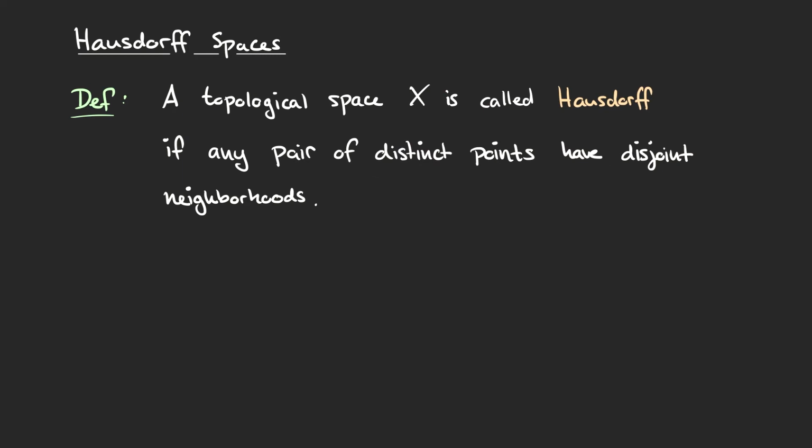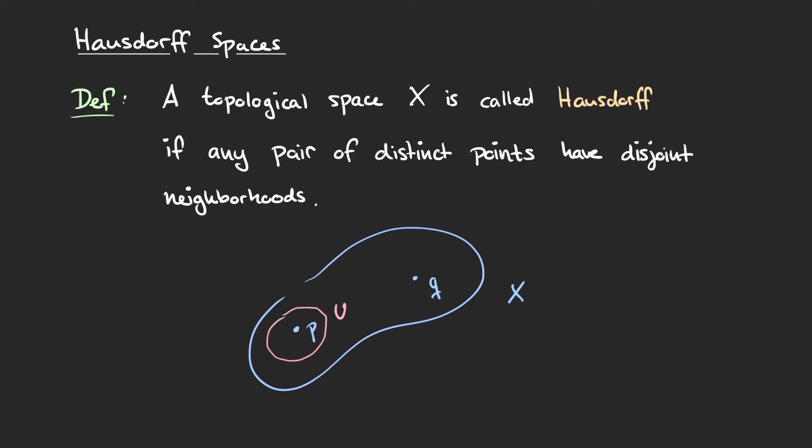A topological space X is called Hausdorff if any pair of distinct points in X have disjoint neighborhoods. So if this is our space X, and we select 2 distinct points P and Q, then if this space is Hausdorff, we can always find some neighborhood around P called U_P, and some neighborhood around Q, which I can call U_Q, such that these 2 neighborhoods have an empty intersection. We've already seen an example of a space that isn't Hausdorff, so let's see some examples of spaces that are.